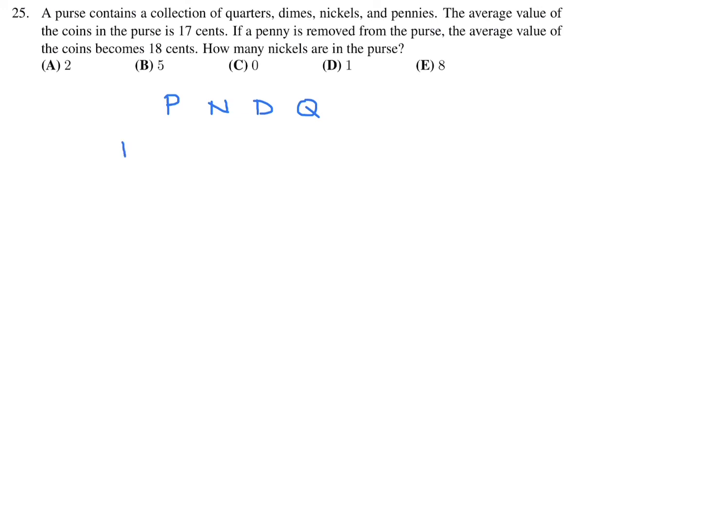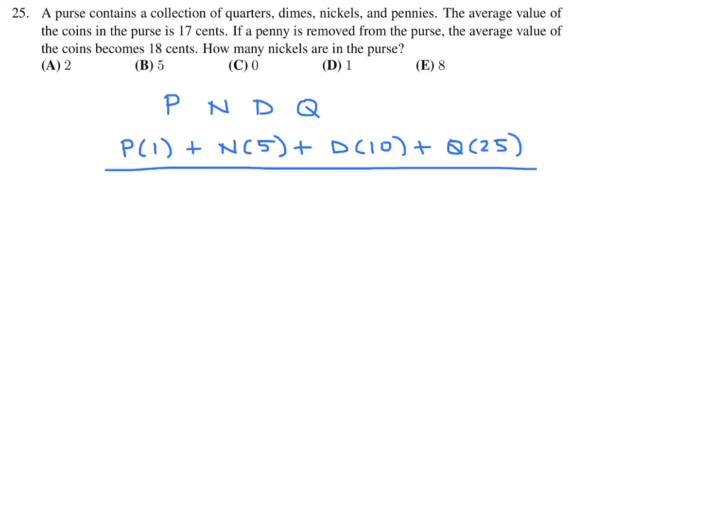So the number of pennies times 1, which is the value of a penny, plus the number of nickels times 5, which is the value of a nickel, plus the number of dimes times 10, plus the number of quarters times 25, is the total sum of the amount of money. And of course, you have to divide by the number of coins, which in this case would be the number of pennies, plus the number of nickels, plus the number of dimes, plus the number of quarters. And they say that when you do that, you get 17 as your average. All right, so that's your first equation.